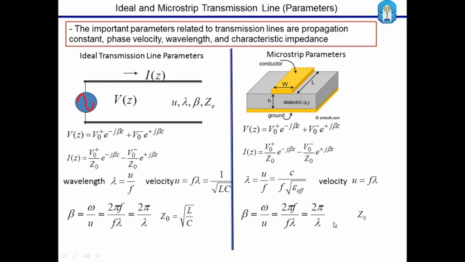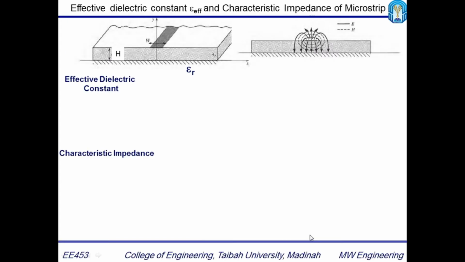And Z naught is the impedance, which depends on W and H, the width and height of the microstrip, and we will look at the relations in the next slide. Now, what are the epsilon effective characteristics of the transmission line?